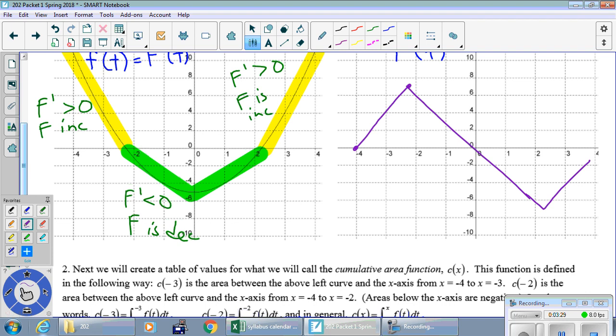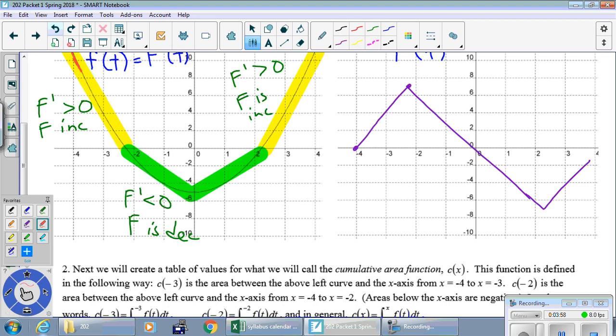of capital F. So now we're going to fine tune our sketch by thinking about where capital F is concave up and where capital F is concave down. So I've got one more highlighter here. Let's see if we can use it. So if we take a look at capital F prime, the left-hand graph from here, let's see. Yellow and blue make green. That's not so good. Let's just do red.